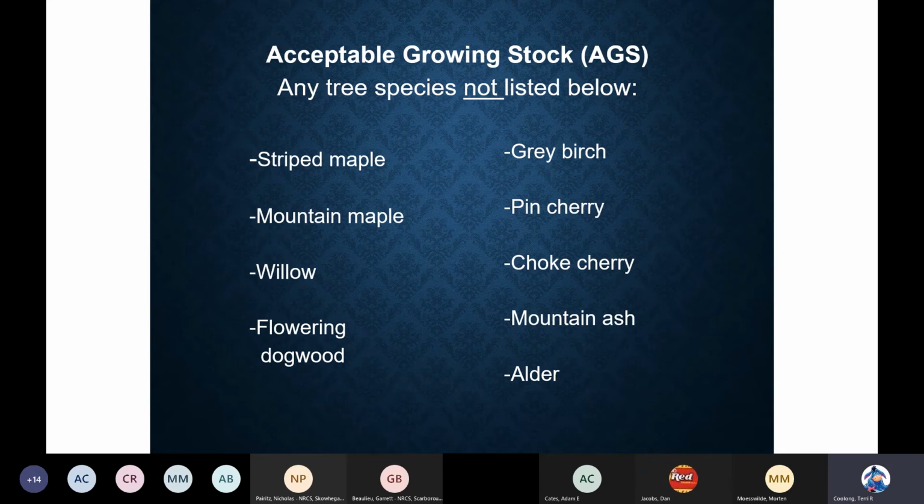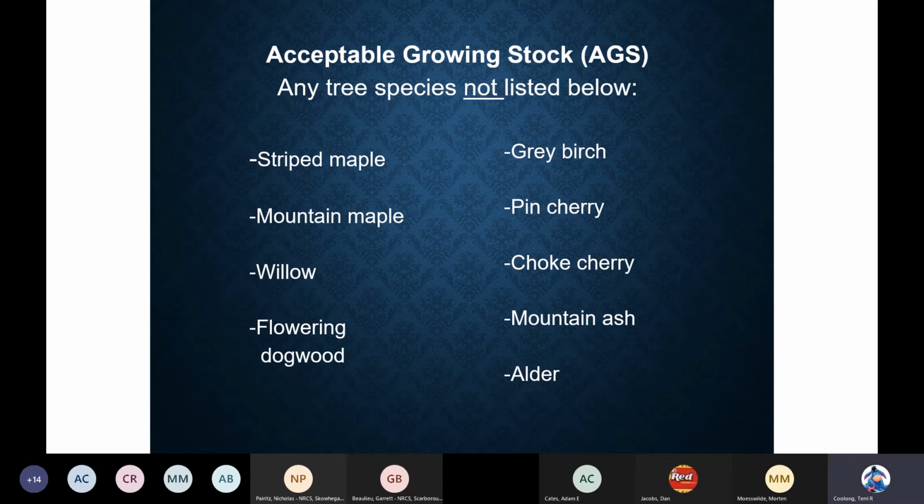I mentioned before that it had to be trees of acceptable growing stock, and we sometimes have problems with people who do a cut. We look out there and we go, yep, boy, there's a lot of trees left there, but then you start looking closer and you realize that these are not trees that are acceptable growing stock. So any of these trees listed here, striped maple, mountain maple, willow, flowering dogwood, gray birch, pin cherry, choke cherry, mountain ash, and alder, we do not consider to be acceptable growing stock. So if we're out there doing a cruise to determine whether or not this is actually a clear cut, we would ignore these trees. We would not measure them.